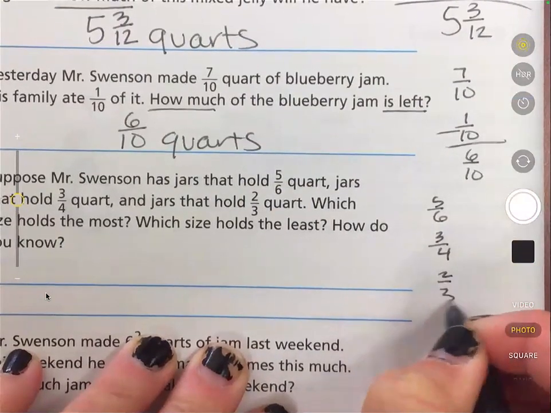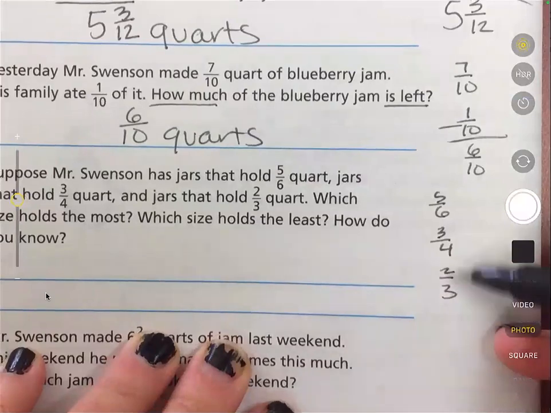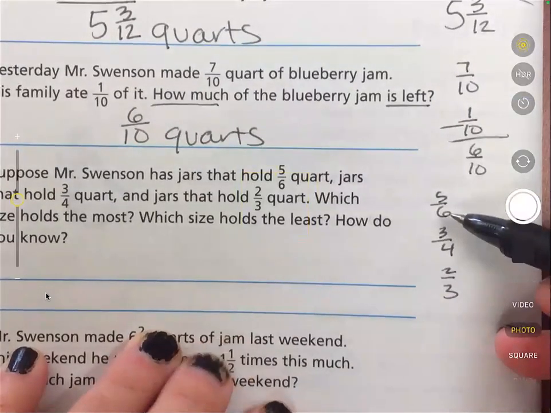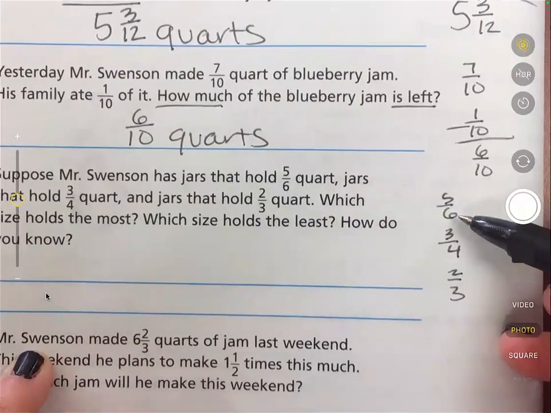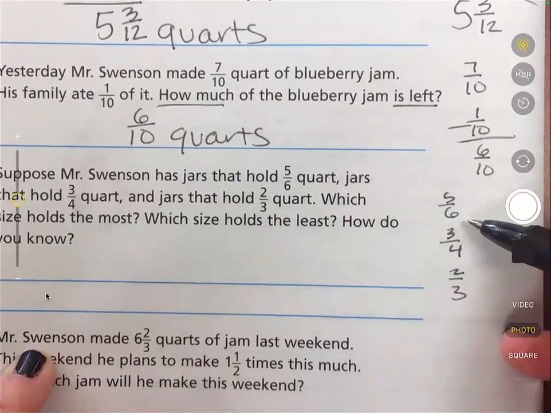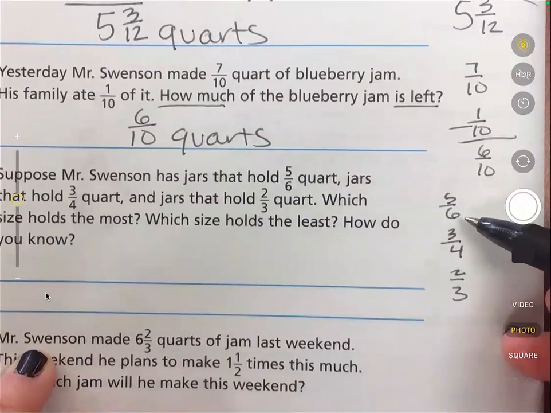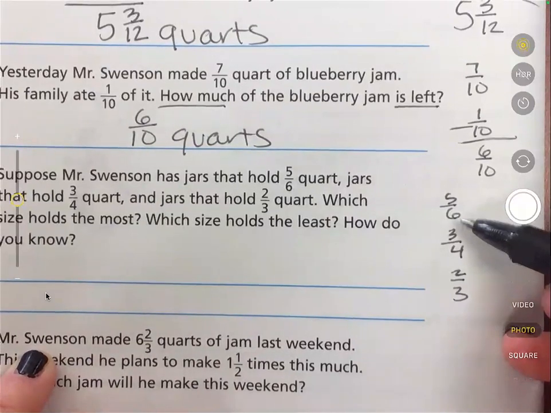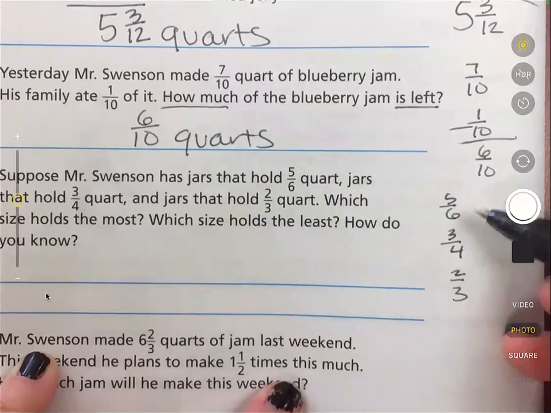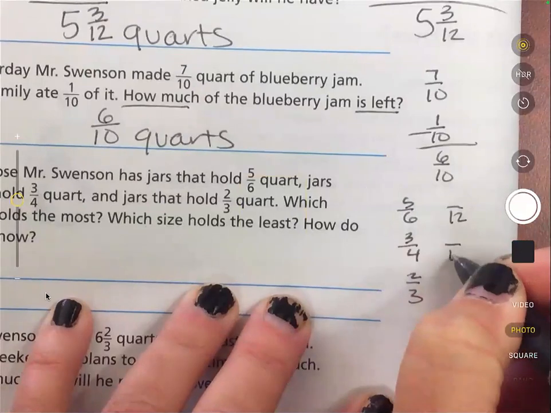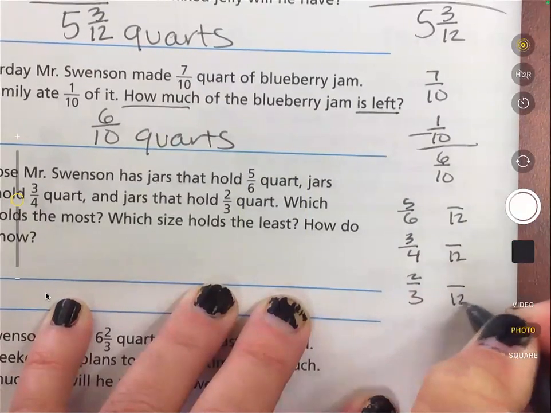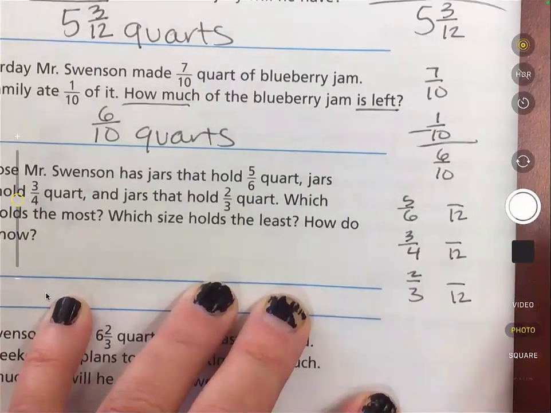So let's see. Let's start with my 3 and my 6. Can 3 go into 6? Yes. Can 4 go into 6? No, it can't be 6, right? Let's count by 6s, and what comes next? 12. Can 3 go into 12? Yes. Can 4 go into 12? Yes. Awesome. There's my common denominator. So I need to make 3 new fractions with 12 as the denominator.